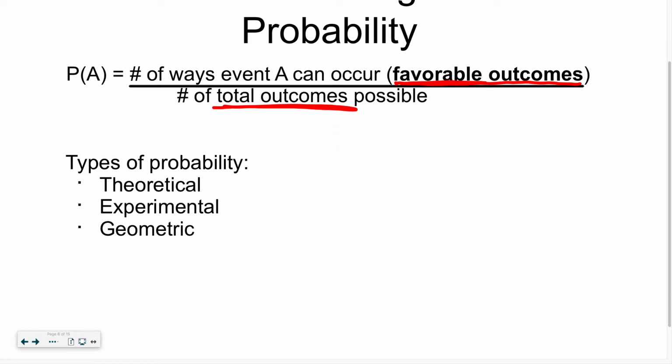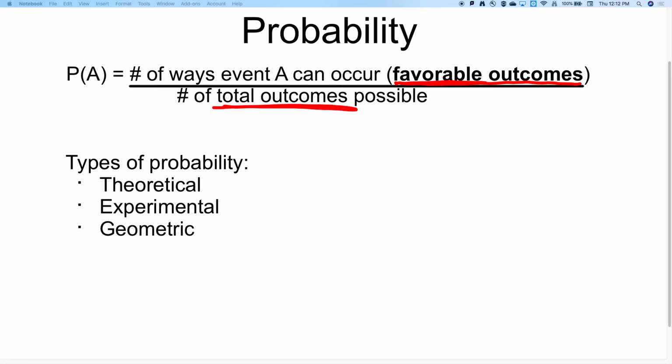And then there are 3 types of probability, where essentially you're doing favorable over total: theoretical, experimental, and geometric. So just really quickly, we're going to roll some dice in just a moment so we can see it play out.